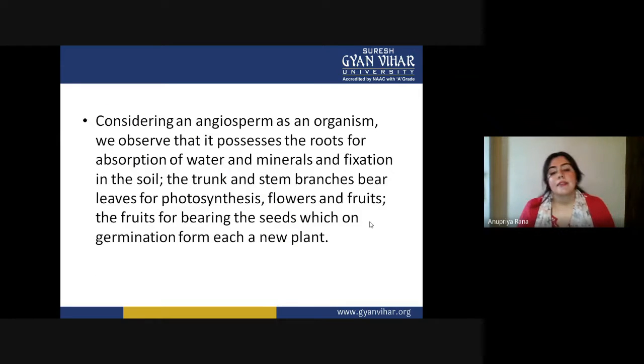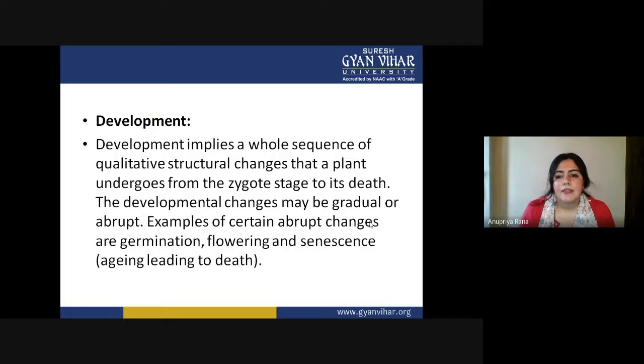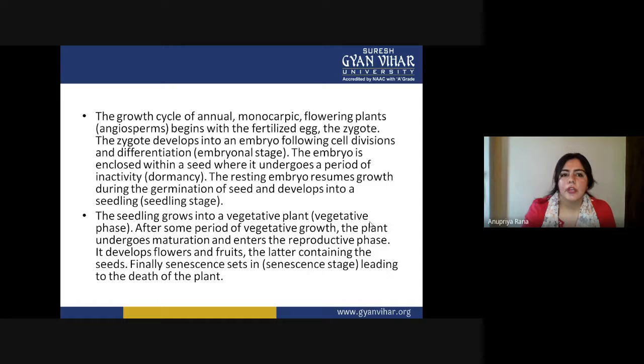Considering an angiosperm as an organism, we observe that the roots are for absorption of water and minerals and fixation in the soil. The trunk and the stem branches bear leaves for photosynthesis. Roots and flowers, the fruits bear the seed, which on germination continues the cycle. Basically, this whole point is telling you the same thing: the things that can be possessed by the same organism, how they perform differently. Basically, the thing behind the development is a different scenario here.